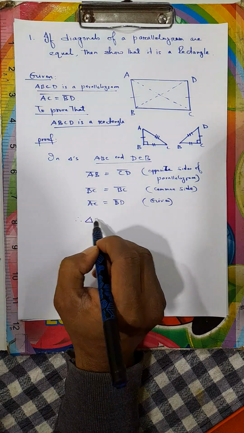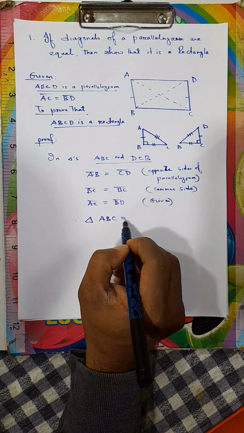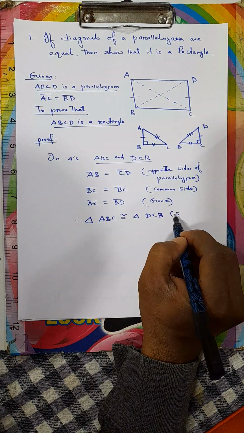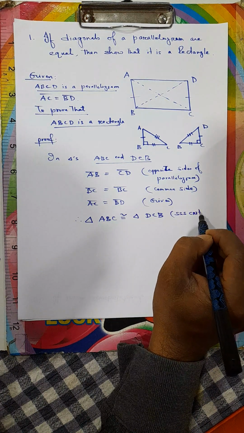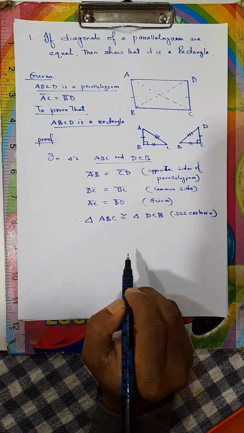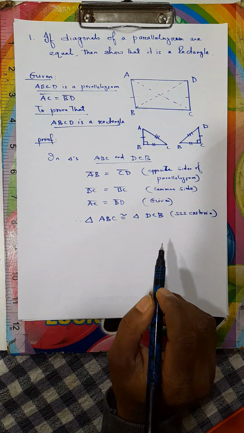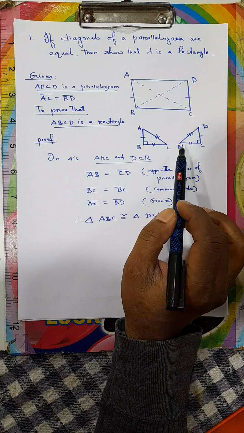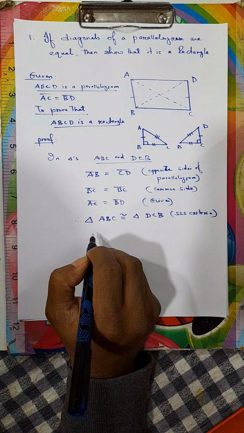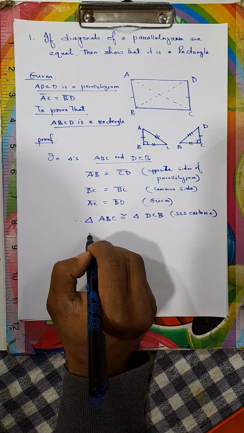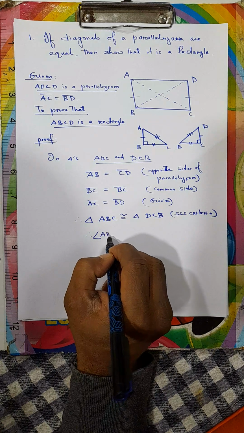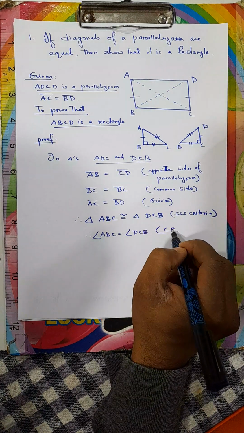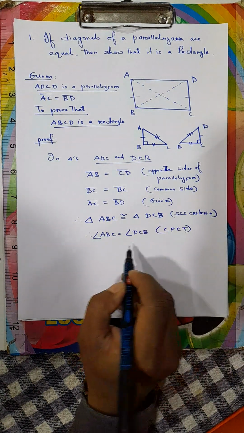Therefore, triangle ABC congruent to triangle DCB by SSS criteria. SSS congruence criteria means if three sides of one triangle are equal to three sides of another triangle, then they are congruent. Now in congruent triangles, corresponding parts are equal. Therefore, angle ABC equal to angle DCB, CPCT. Corresponding parts of congruent triangles are equal.